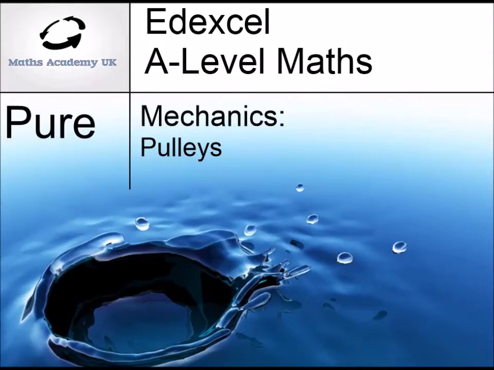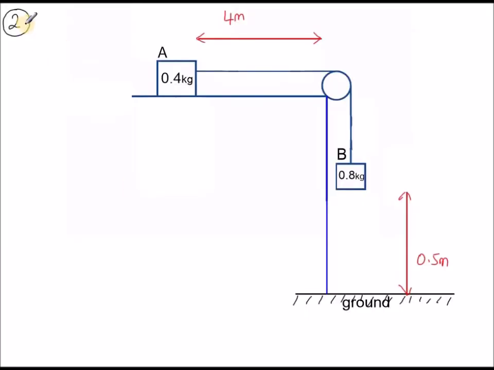In this video we look at pulleys and Newton's laws. Example 2. These two masses are connected by this light inextensible string, and they both go over this pulley, which is smooth. So there's no friction on the pulley.